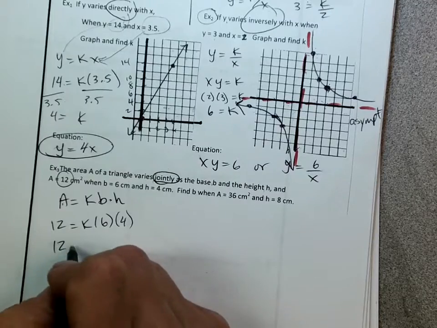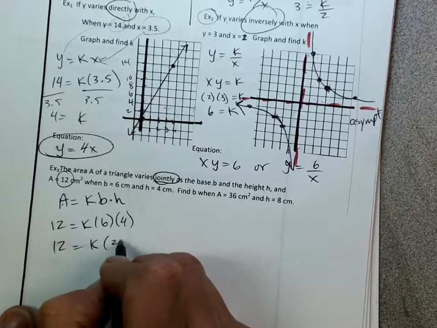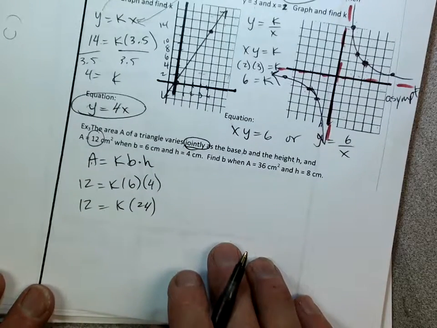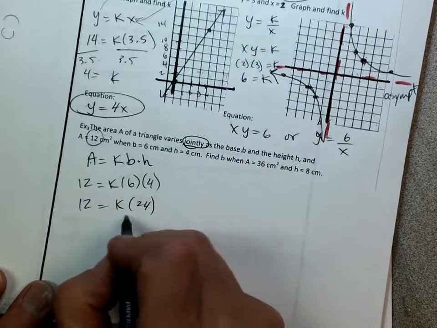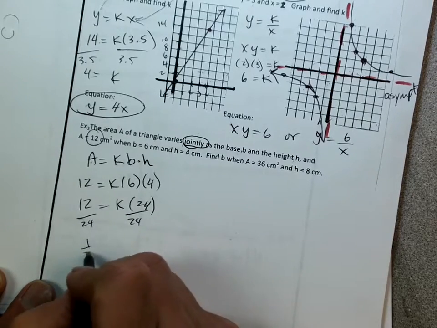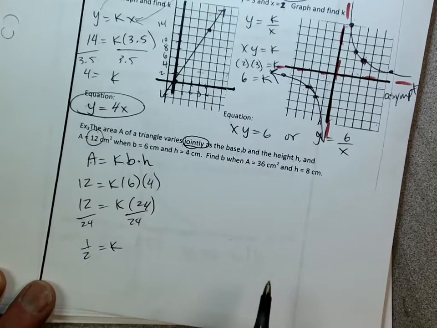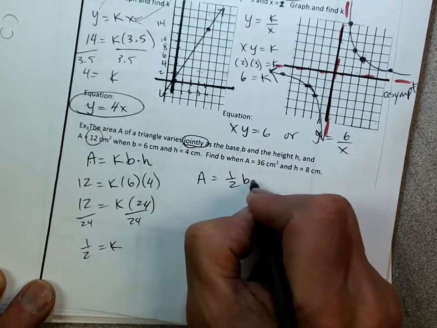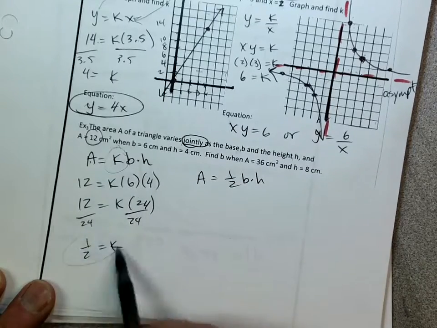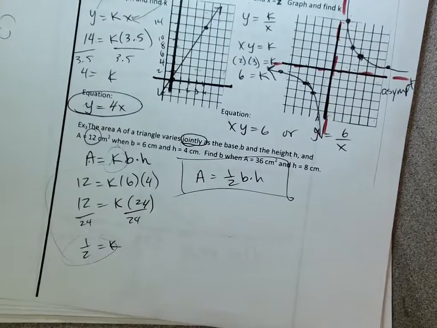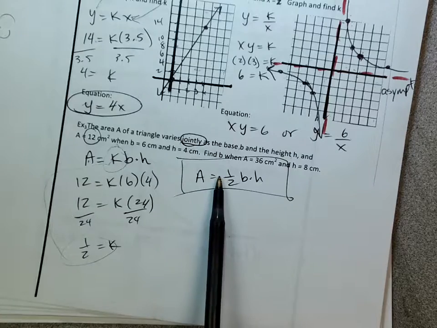So I get 12 equals K times 24, right? If I solve, I'm going to divide by 24. Divide by 24, and I get 12 over 24, which is 1/2. I kind of knew that was going to be the answer because I know the area of a triangle is 1/2 base times height. So instead of K, let's just write what it is, which is 1/2. So that is the area of a triangle, right? Great. We already knew that, but now we just proved it. So if we know the formula, let's use the formula.